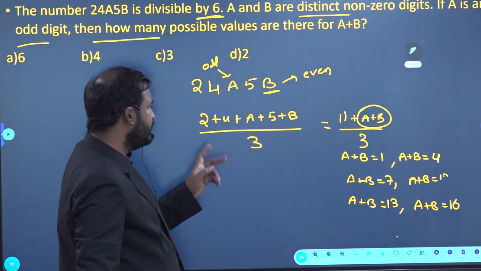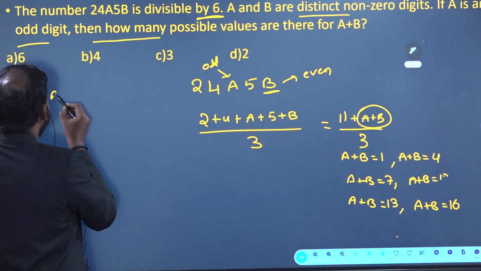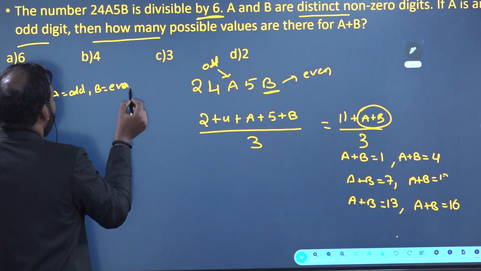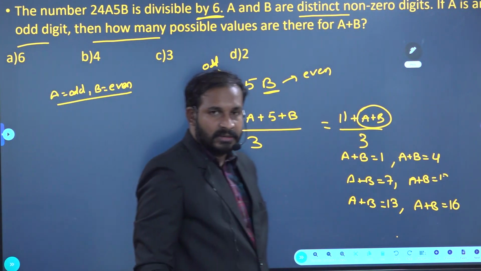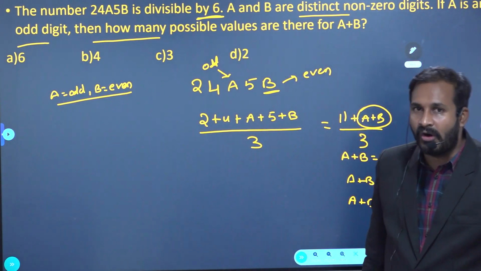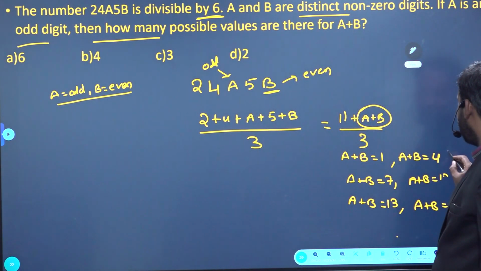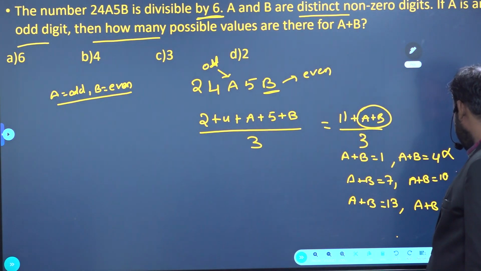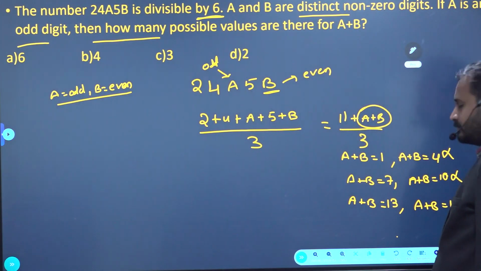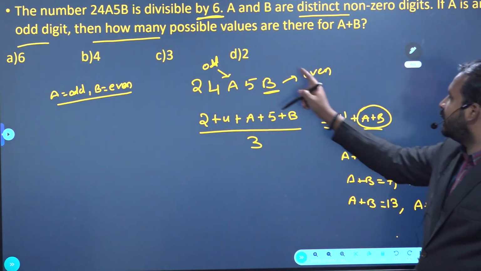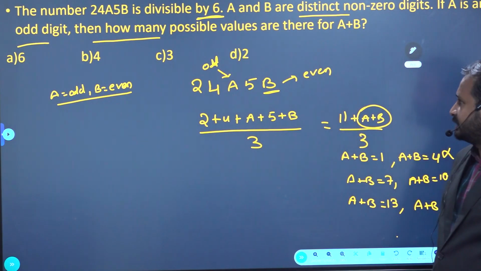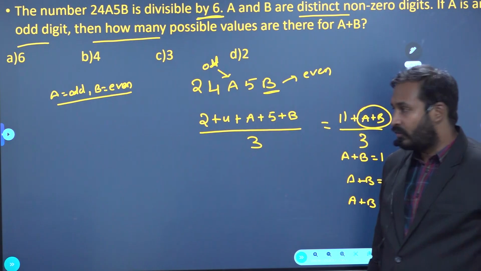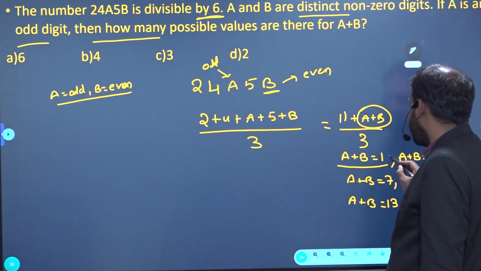Now, see here, we know one thing that A is odd, B is even. Sum of odd and even will become what? An odd number. That means here A plus B cannot be 4, A plus B cannot be 10, A plus B cannot be 16. Why? Because we clearly know that A is an odd digit, B is an even digit. Okay, so the sum should be either 1, 7 and 13. Okay, and A plus B cannot be 1. What is the reason?